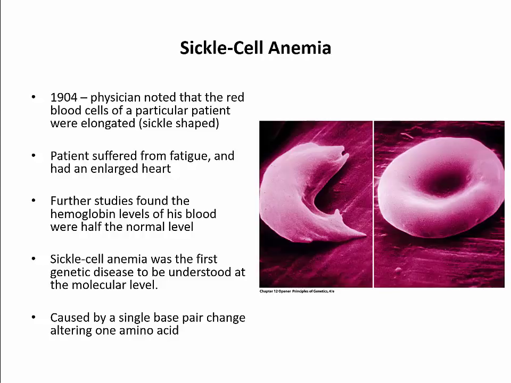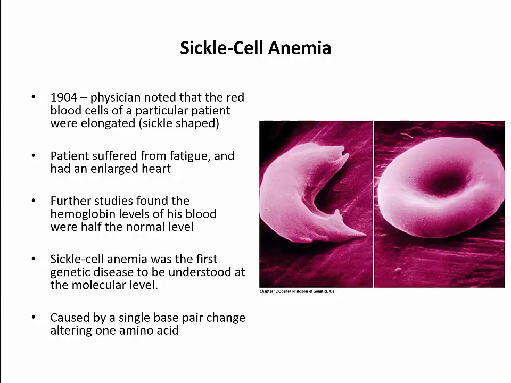Here we had a physician who had a patient that suffered from fatigue and an enlarged heart. When the physician took a blood sample, he noted that the red blood cells of the patient were sickle shaped, hence the name sickle cell anemia. Biochemical studies identified that the hemoglobin levels in the blood were half of what we would consider a normal level. And so sickle cell anemia was really the first genetic disease to be understood on a molecular level.